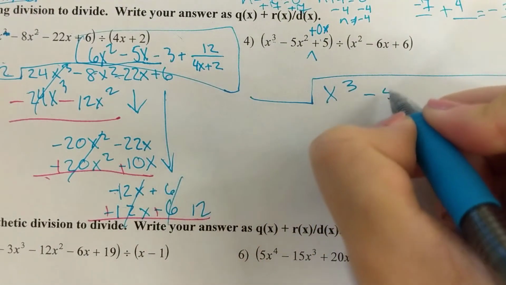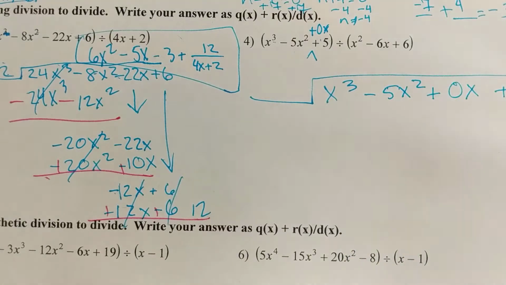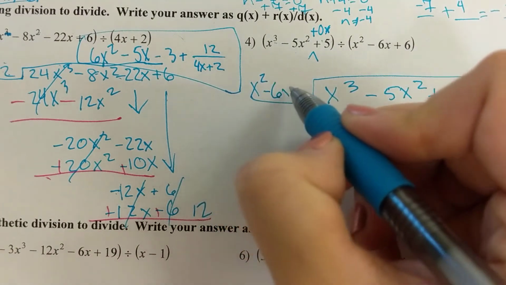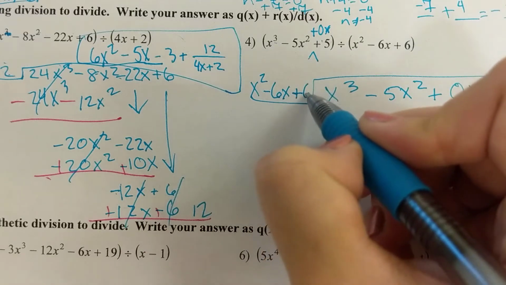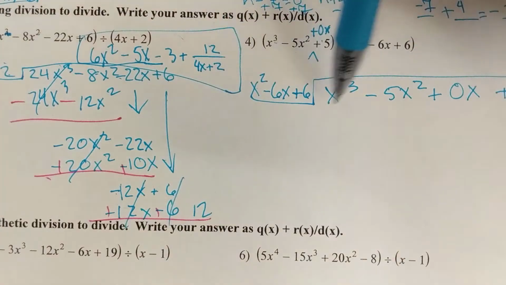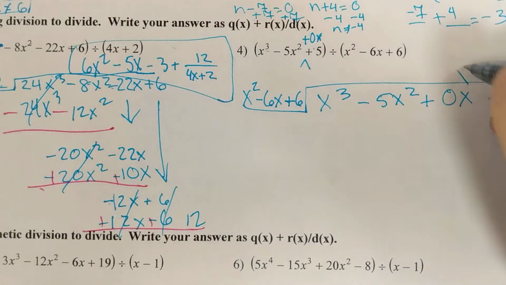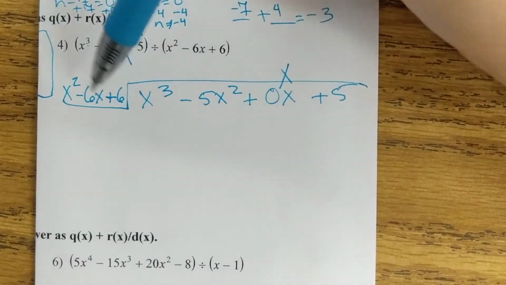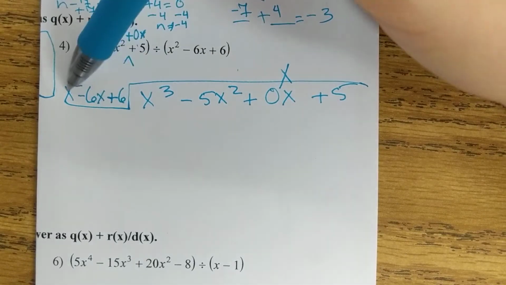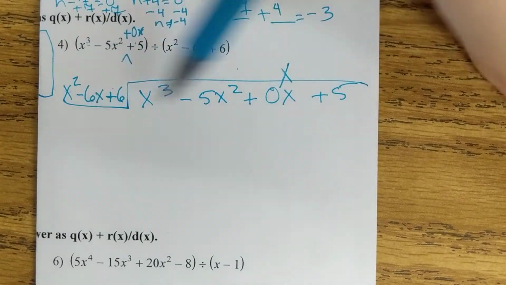X cubed minus 5x squared plus 0x plus 5 is going to be divided by this beautiful quadratic trinomial. So divide, multiply, add. X cubed divided by x squared is x. That goes above the x column. Now this may look scary because you're dividing by 3 terms, but guess what? Dividing by 3 terms actually makes the process go faster because you're getting more done with each step.